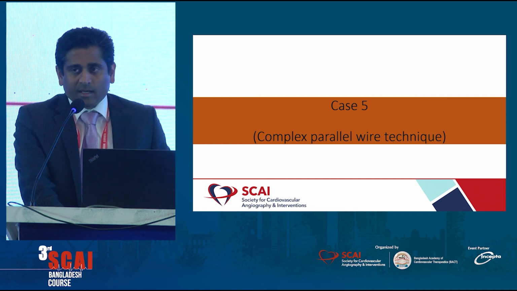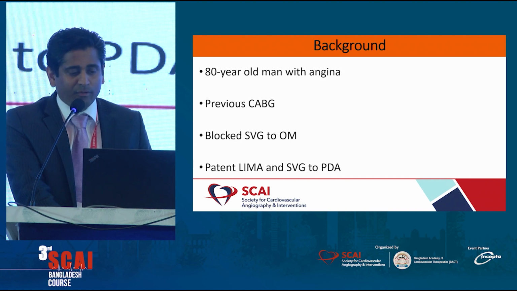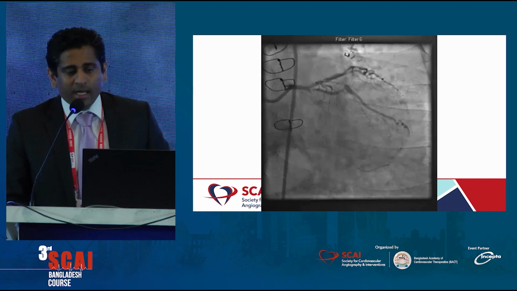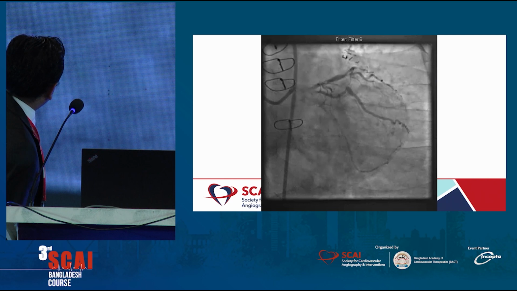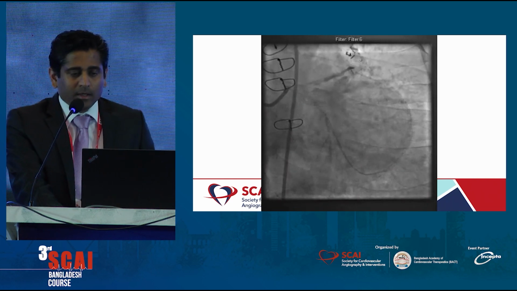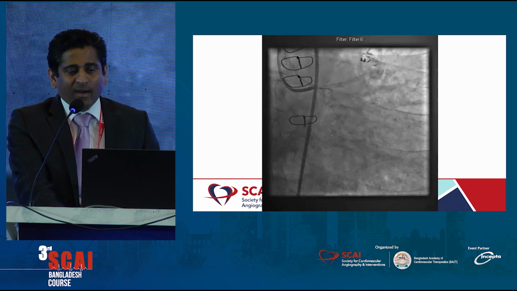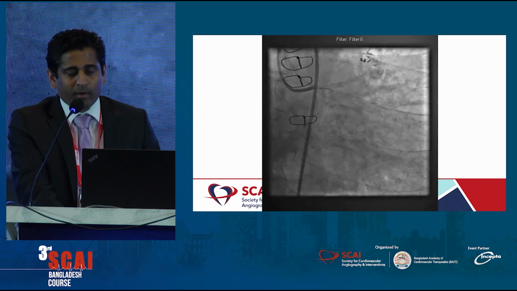So last case, again, the complex parallel wire technique. This patient, an elderly 80-year-old with angina, previous bypass, blocked vein graft to marginal, patent LIMA to LAD, and vein graft to RCA. So he had the blocked vein graft and a blocked circumflex or an OM2, very calcified. So in this case, we had to use an angulated catheter to penetrate the cap because it was not giving us enough support with the normal microcatheter.